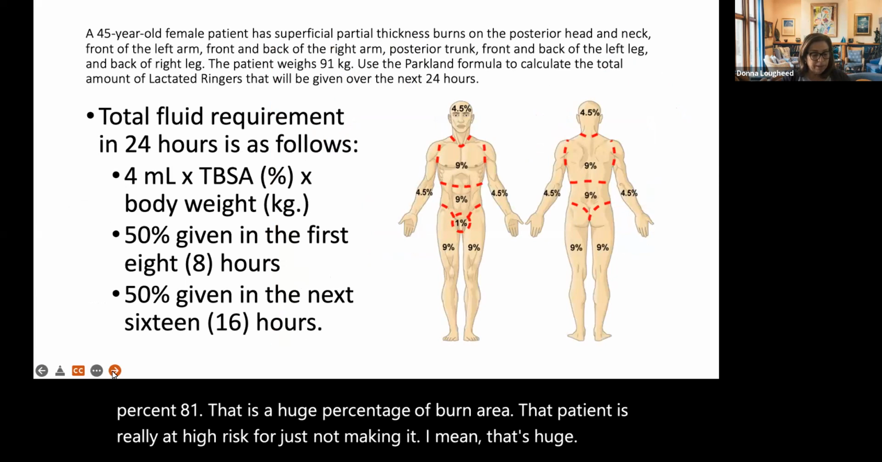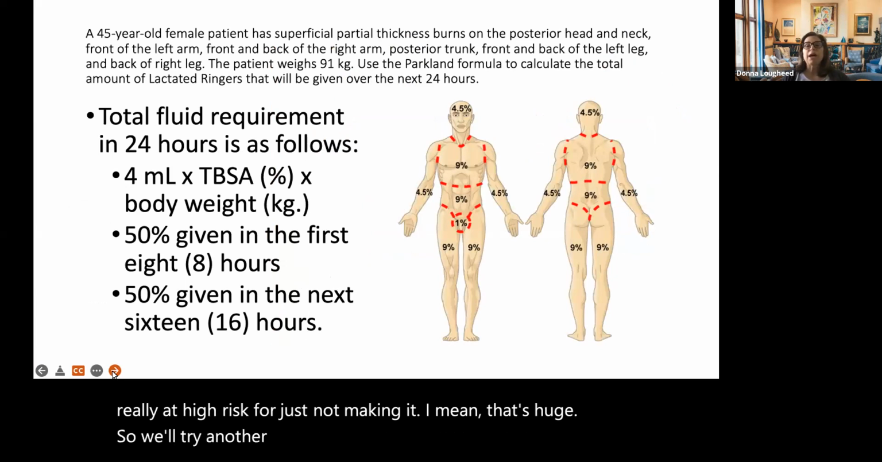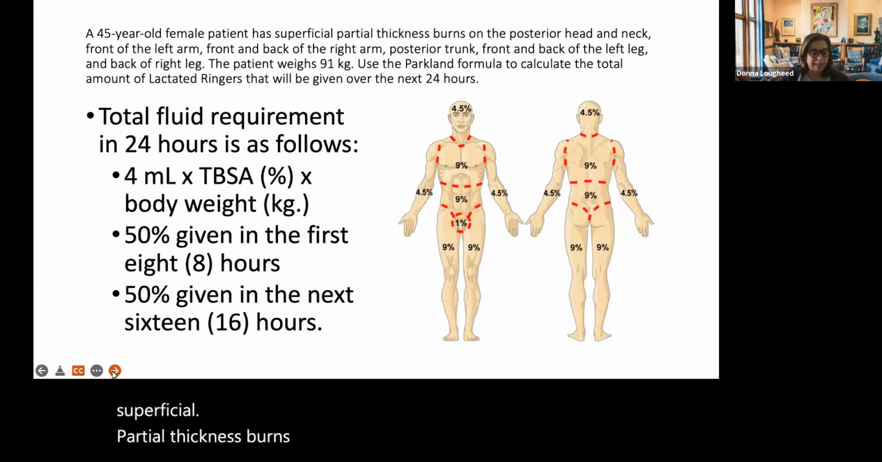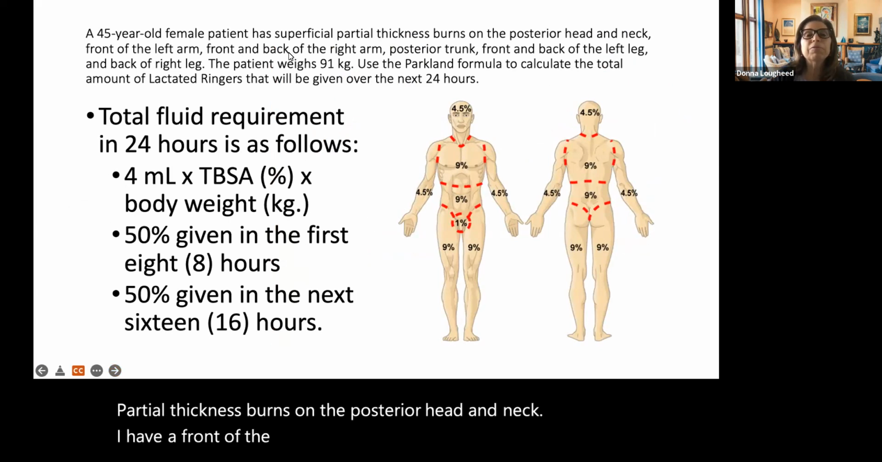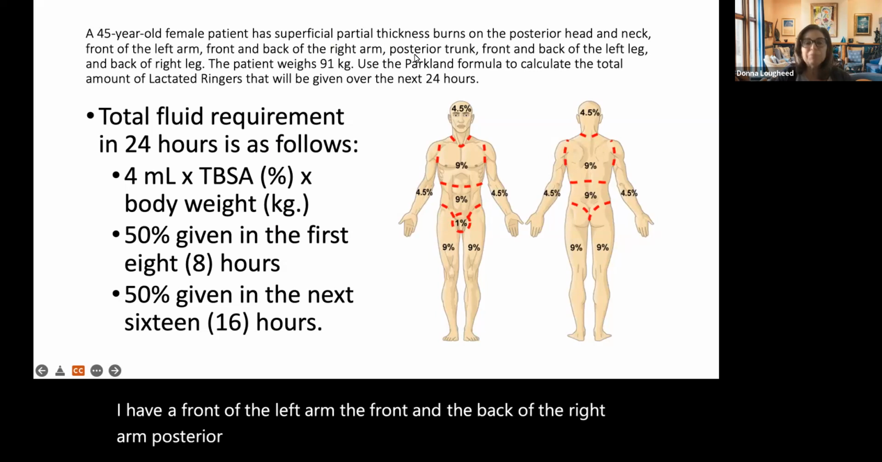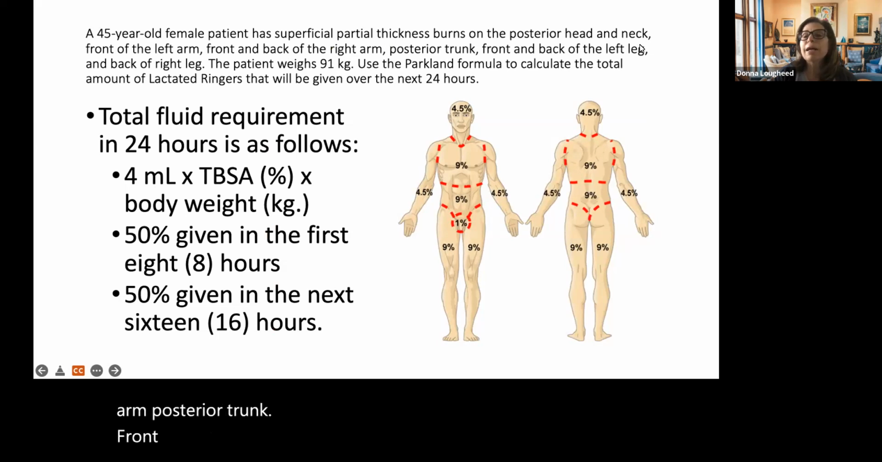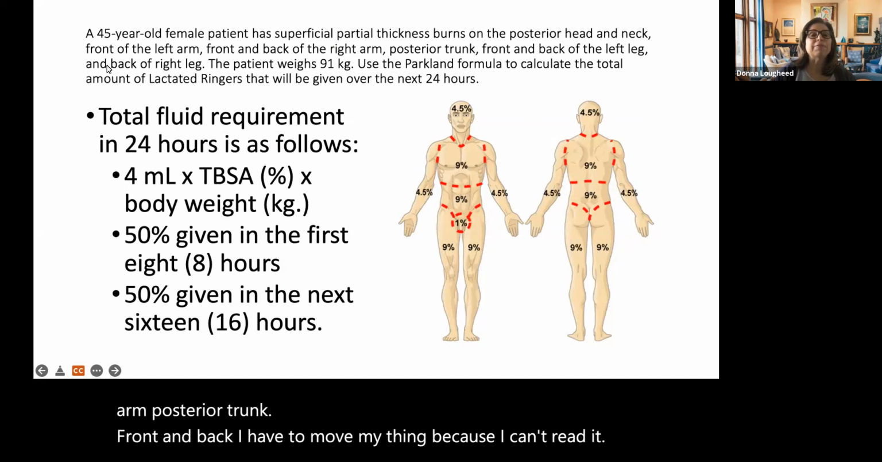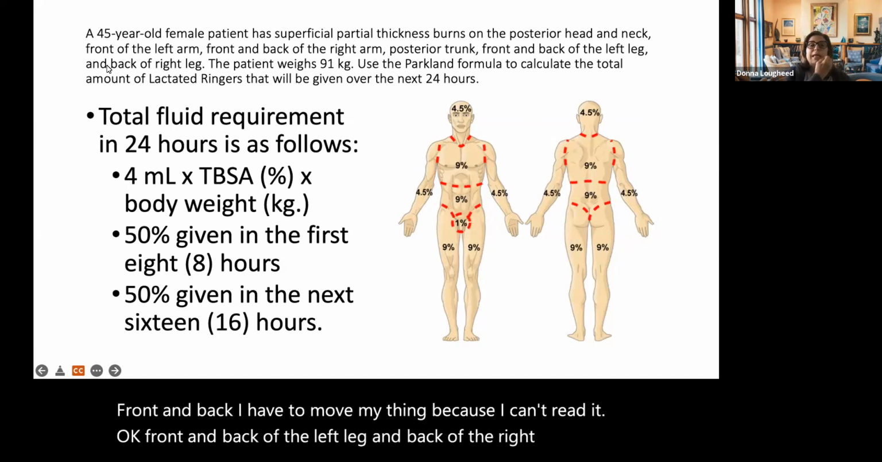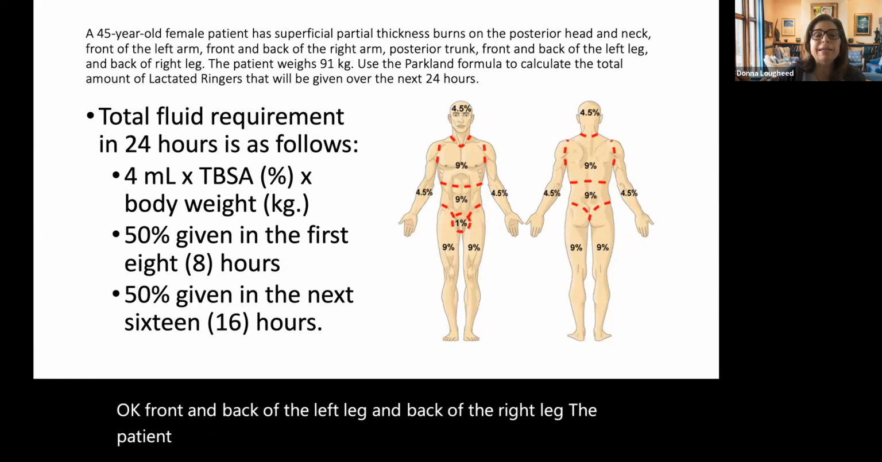So we'll try another one. A 45-year-old female patient has superficial partial thickness burns on the posterior head and neck. I have a front of the left arm, the front and back of the right arm, posterior trunk, front and back. I have to move my thing because I can't read it. Okay, front and back of the left leg and back of the right leg. The patient weighs 91 kilos.